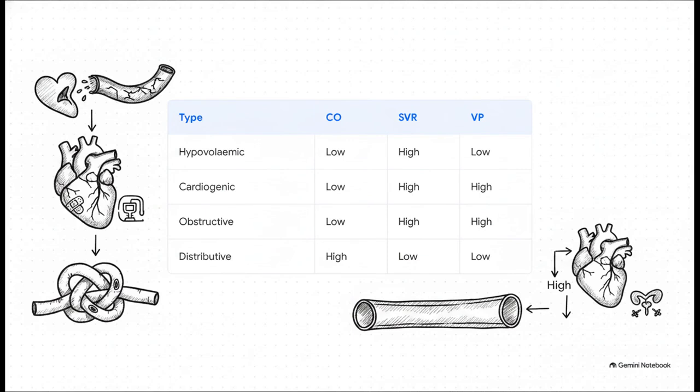Take a look at the distinct cardiovascular profiles we have here. Hypovolemic, cardiogenic, and obstructive shock all share a low cardiac output and a compensatory high systemic vascular resistance. But notice how distributive shock is entirely different. It features massive vascular dilatation and an abnormally high cardiac output. Now, this is really cool. Today, emerging AI algorithms are being trained to continuously analyze these exact hemodynamic variables in real time. This is actively helping clinicians instantly categorize complex mixed shock states right at the bedside.